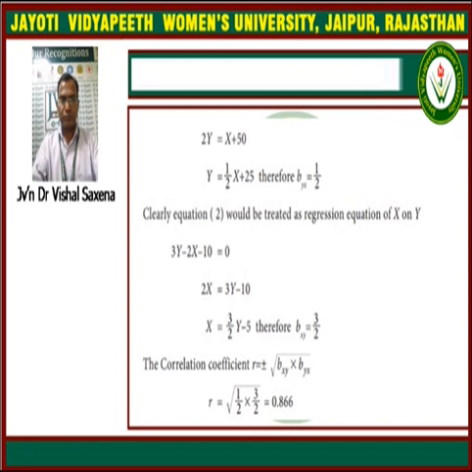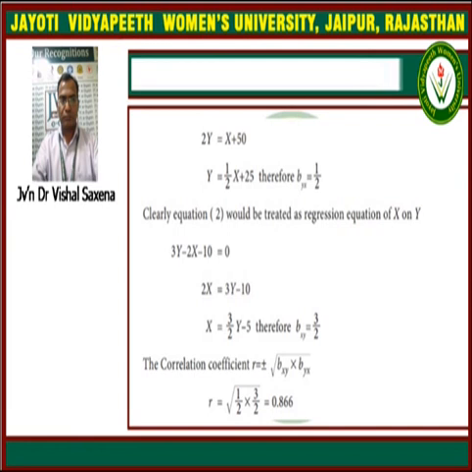As we all know, the square root of the product of the regression coefficients is equal to the correlation coefficient r. So r is equal to plus minus square root of bxy into byx, and that is equal to square root of 1 upon 2 into 3 upon 2, and that is equal to 0.866.